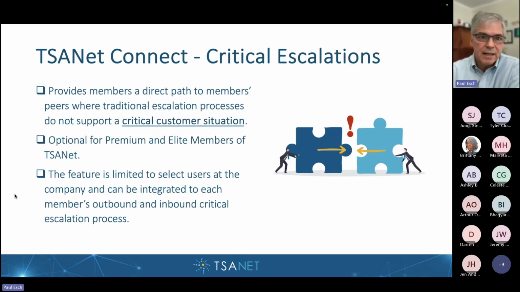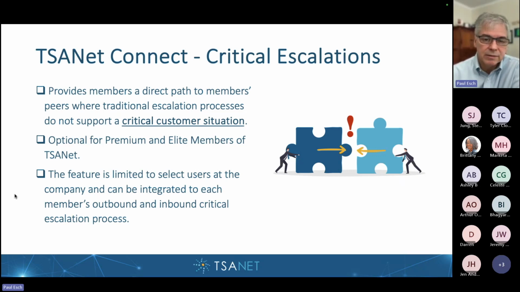The second piece that was new last year, and we've got a few members on it, and we're starting to scale this up, will really be the focus for this year: the critical escalations process. This is an area where we're starting to expand the use case of the system. It's focused on the premium and elite members. You need to have the 7x24 process in place, and of course, this is for business critical situations.